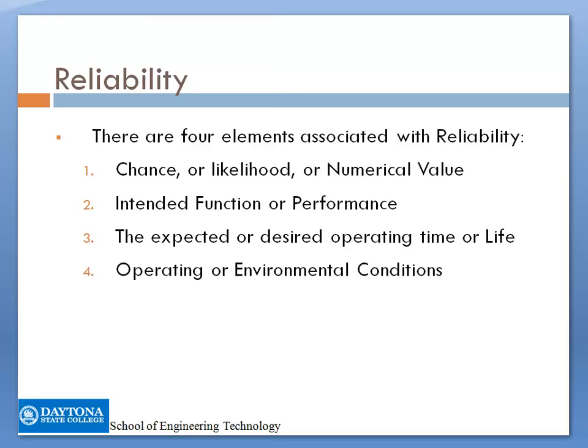Now there are 4 elements associated with reliability. First, chance or likelihood or numerical value, and this is the probability part. It indicates that the product will function satisfactorily during a particular time. You also have the intended function or performance, and we know the products are designed for particular applications and they're expected to be able to perform those applications. The third factor is the expected or desired operating time or life. In other words, how long the product is expected to last.